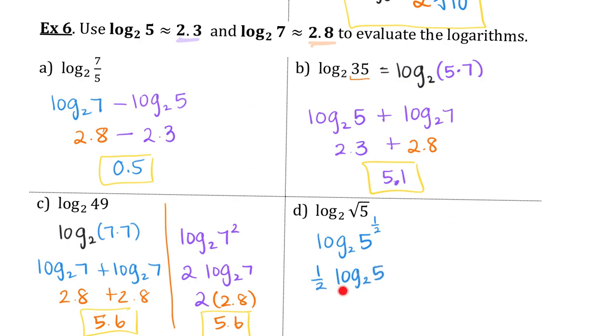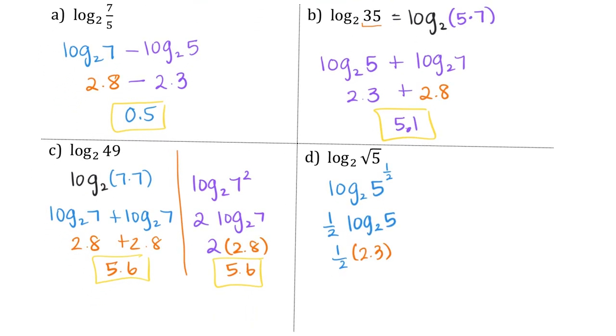Now this is the log base 2 of 5, which is equal to 2.3. So I'm going to bring down the 1/2. And where it says log base 2 of 5, I can put in 2.3. So the 1/2 of 2.3 is, I'm going to use my calculator, 1.15. When you plug in, you have to get it all the way till it says log base 2 of 5 or log base 2 of 7. That 1/2 could not stay there. The square root cannot stay there.